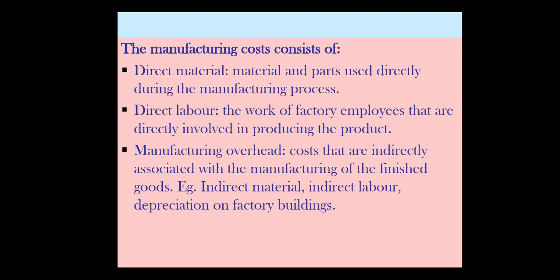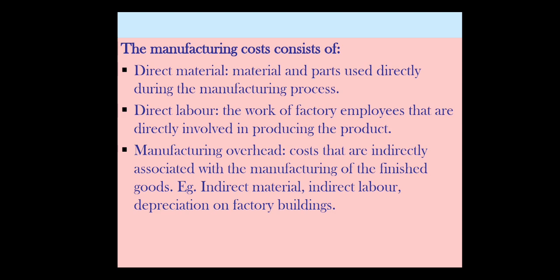And then when you have a factory and you have several workers in the factory to process the product, to assemble the product, you have to pay them salary. That salary that you pay to the workers is called direct labor cost. And then if you have a factory, you also have to pay other costs related to the production.